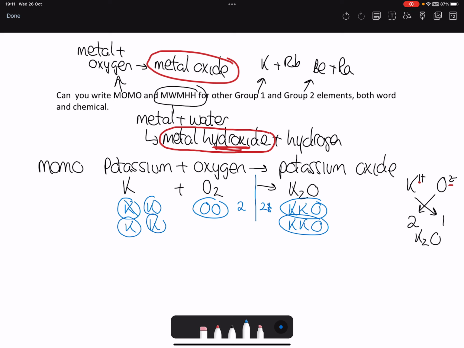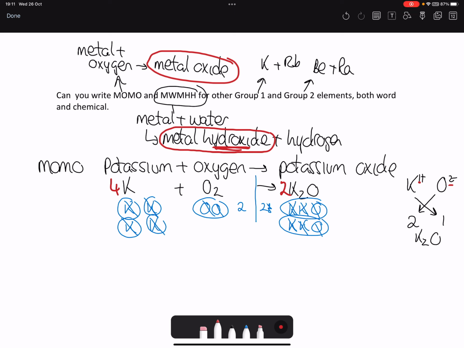So to check that I'm right, 1, 2, 3, 4 potassiums versus 1, 2, 3, 4. 1, 2 oxygen versus 1, 2 oxygen. So the numbers that I'm writing in is 4K plus O2 gives 2K2O. So that is MOMO for potassium.